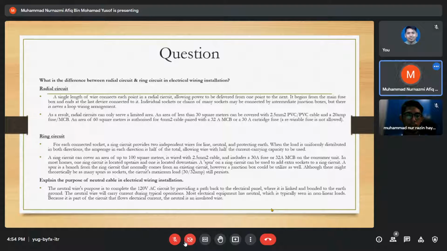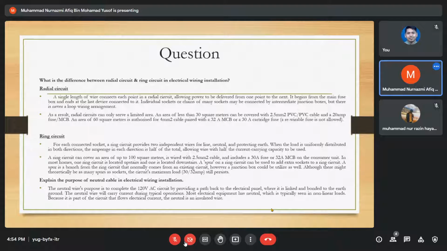In most homes, one ring circuit is located upstairs and one is located downstairs. A spur on a ring circuit can be used to add extra sockets to a ring circuit. A spur is a branch from the ring circuit that normally comes from an existing socket. However, a junction box could be utilized as well. Although there might theoretically be as many spurs as sockets, the circuit's maximum load still persists, which is 30 or 32 ampere.